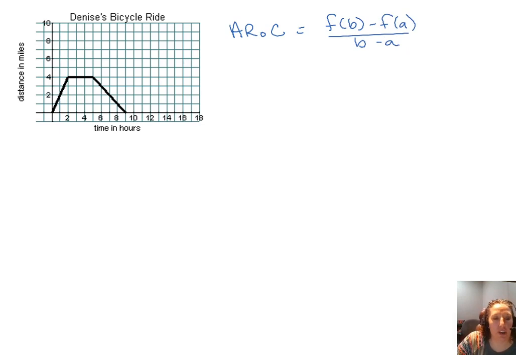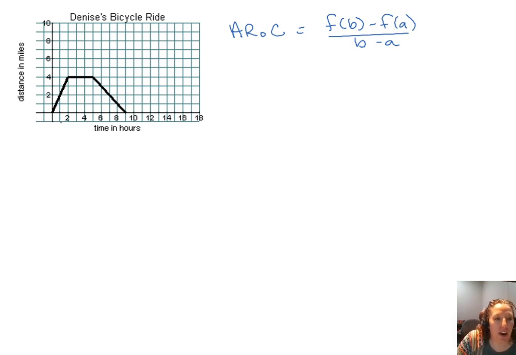So here we have a graph of Denise's bicycle ride, the time in hours and the distance in miles, and what we see is her distance is increasing for the first 2 hours, then the distance stays the same, so she took a break, maybe had a picnic, and then on her way back, it took her from hour mark 5 to hour mark 9.